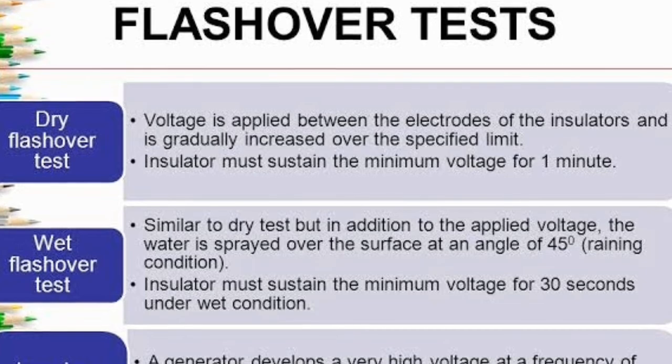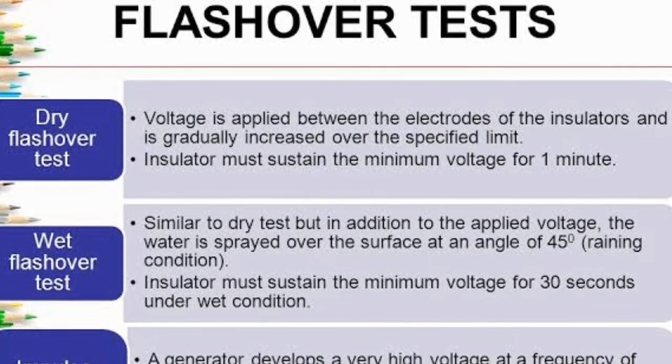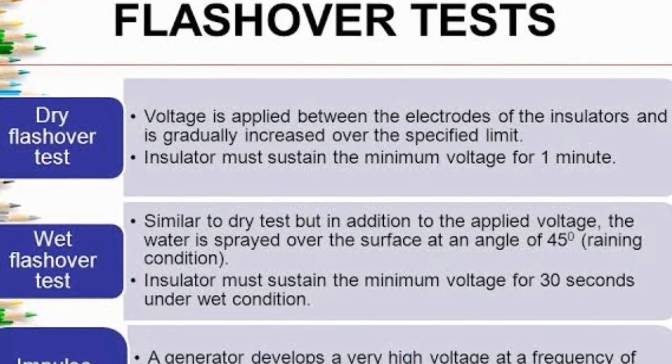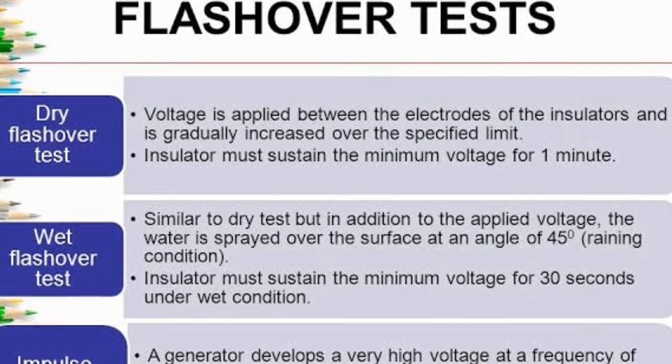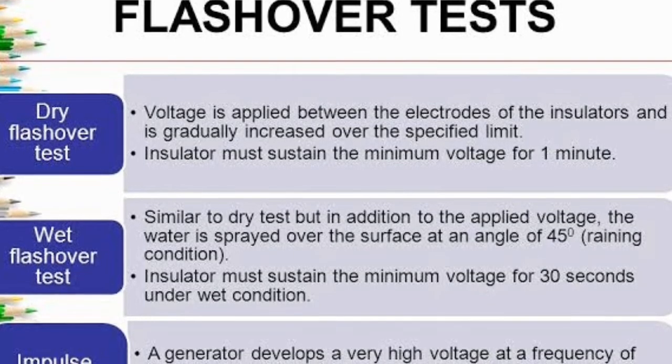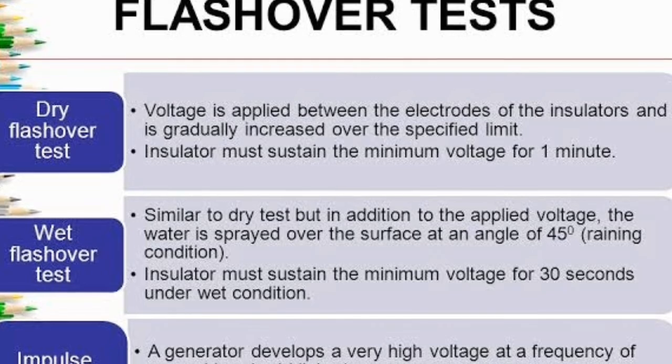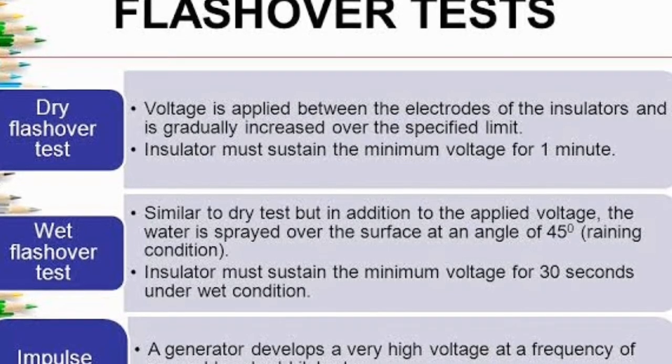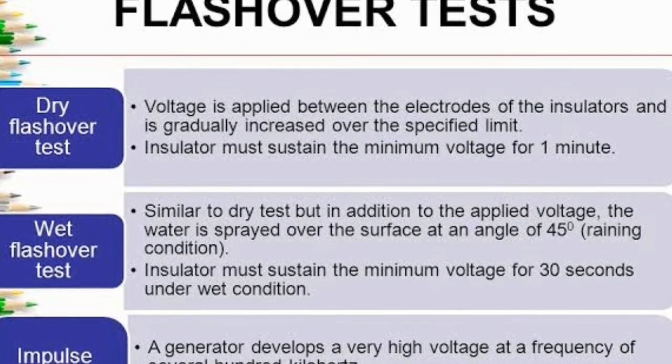In the wet flashover test, it is similar to the dry test, but in addition to the applied voltage, water is sprayed over the surface at an angle of 45 degrees, simulating raining conditions. The insulator must sustain the minimum voltage for 30 seconds under the wet condition.